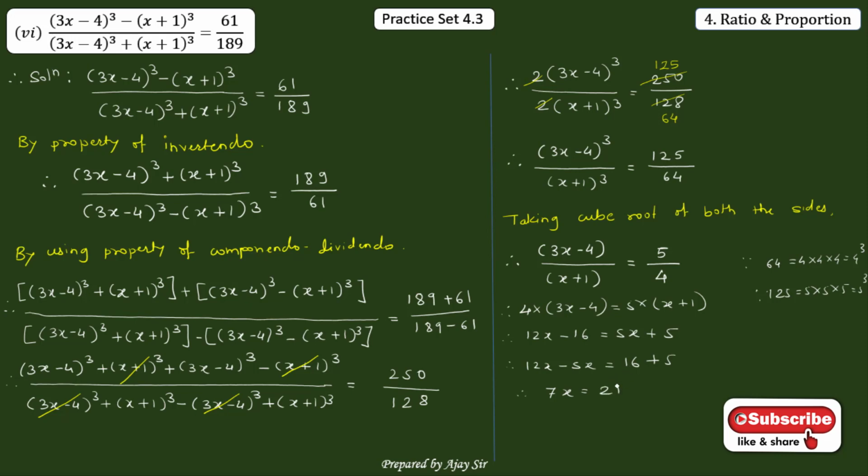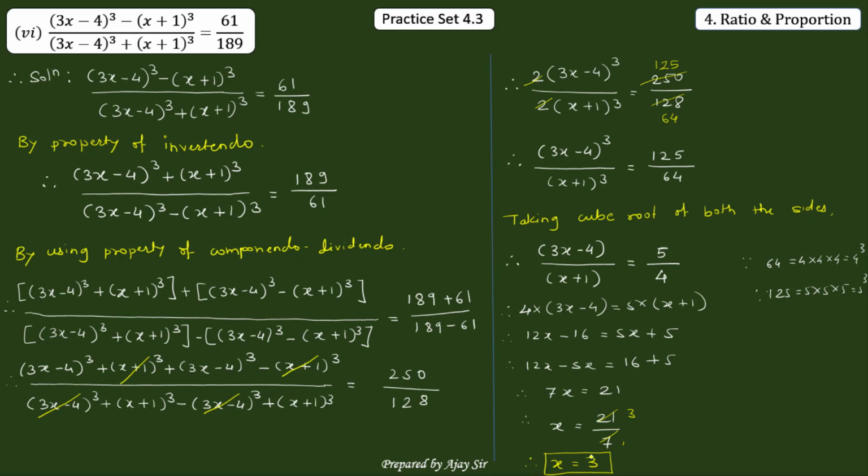So this is 7x on the left hand side. So therefore x is equal to 21 upon 7. Now 7 3s are 21. So by using the table of 7, we can divide further. So 7 3s are 21. So therefore our answer is x is equal to 3.